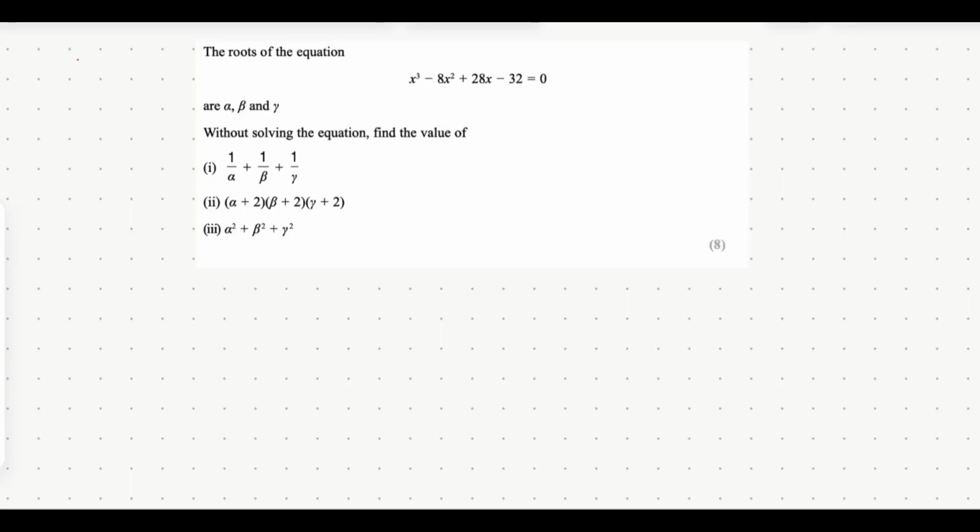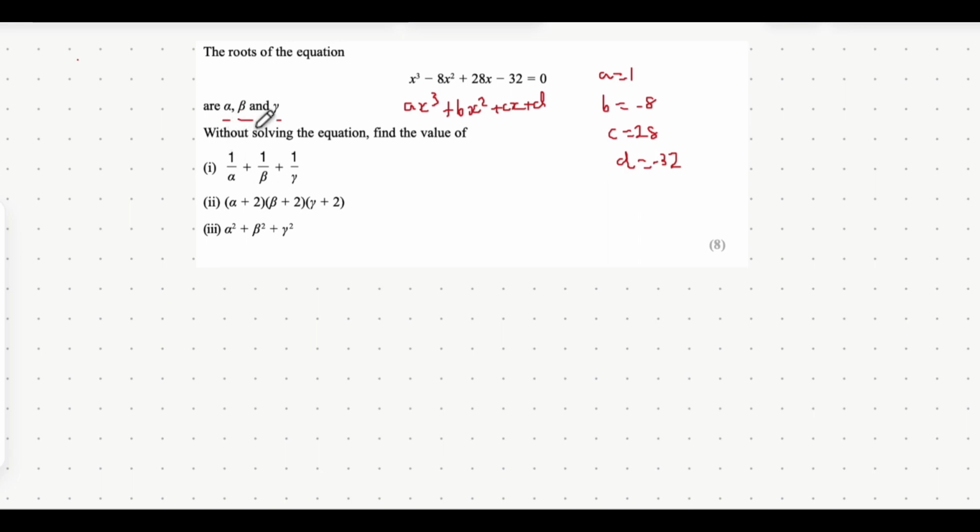In this video, we're going to look at solving equations using the roots alpha, beta, and gamma. To start with, it's important that you write a cubic in the form ax cubed plus bx squared plus cx plus d, where a is the coefficient of x cubed, so in this case it's just 1. B is the coefficient of x squared, so here it's minus 8. C is equal to 28, and d is that final constant value at the end. In this case, that's minus 32.